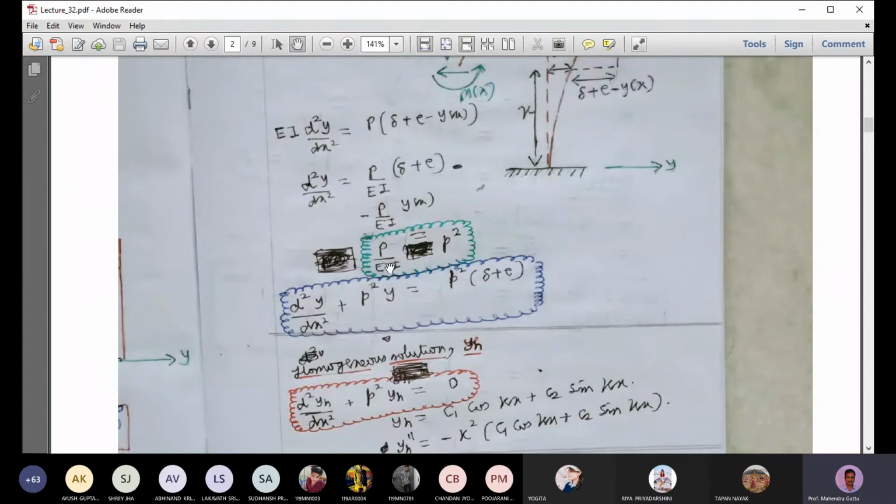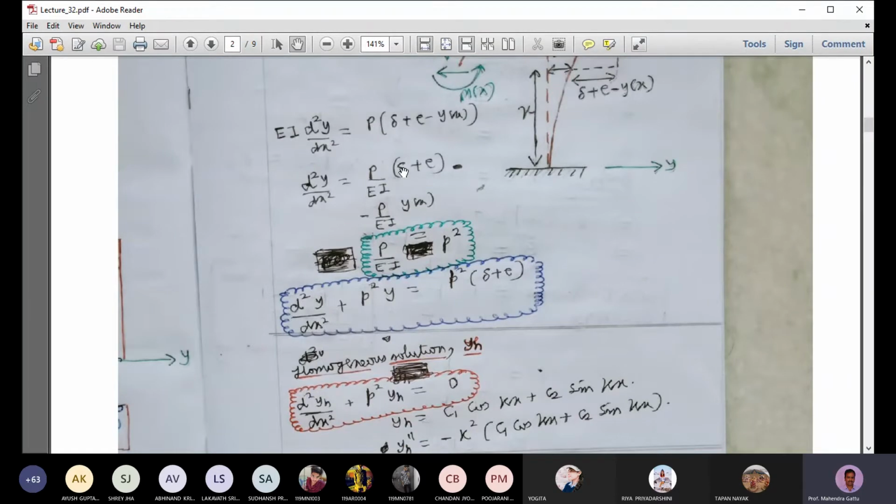And we have P by EI is equal to p square. So we are introducing this small p such that p is equal to square root of P by EI. So p square will be P by EI. So in this equation, instead of capital P by EI, we'll substitute p square.